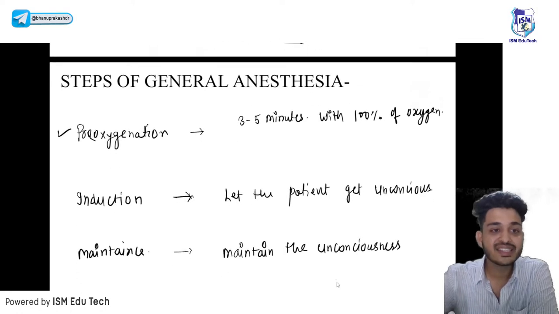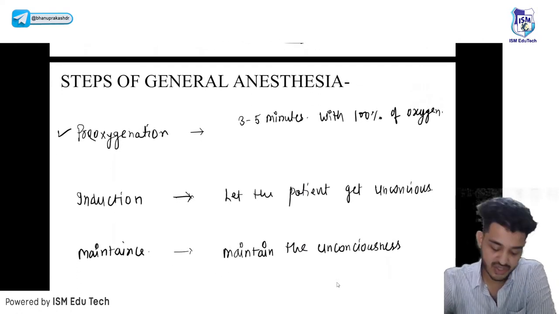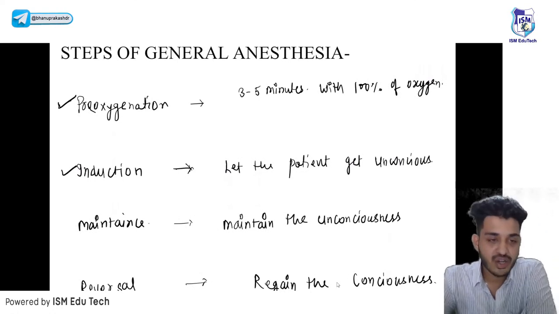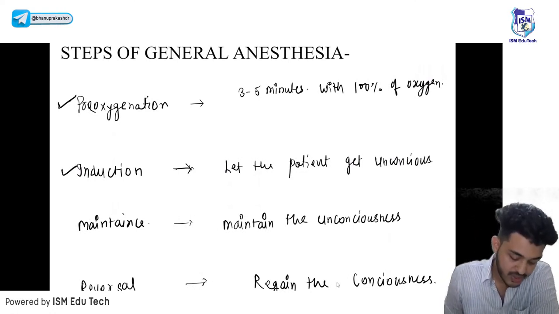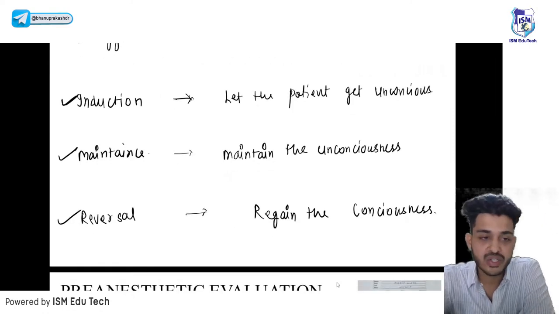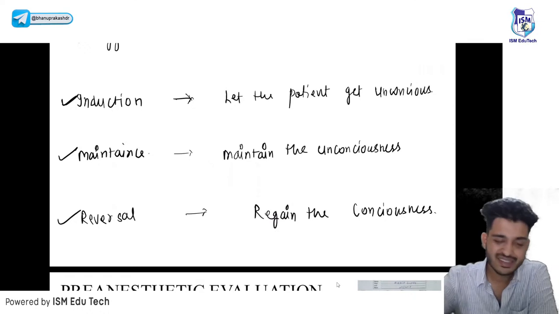Okay, next thing is the steps of general anesthesia. We have seen the multiple steps of general anesthesia, that is pre-oxygenation, then we need to induce the patient, then we need to maintain the patient, and then we need to reverse the patient. Okay, so it's like a story.